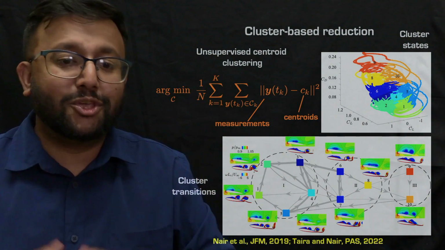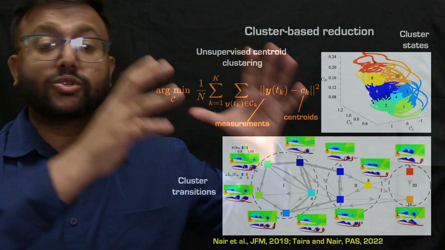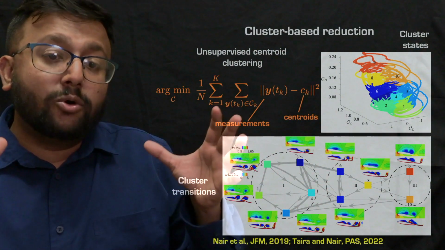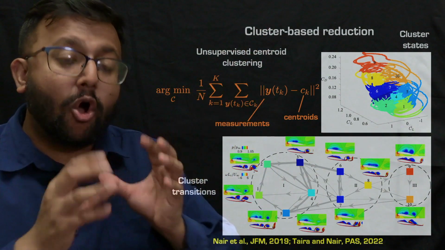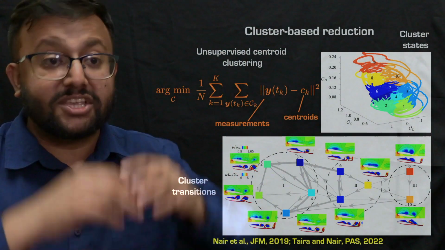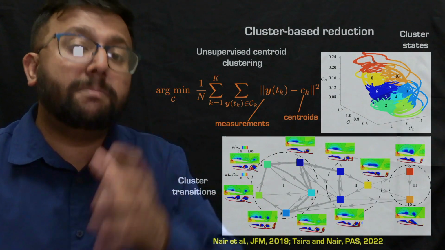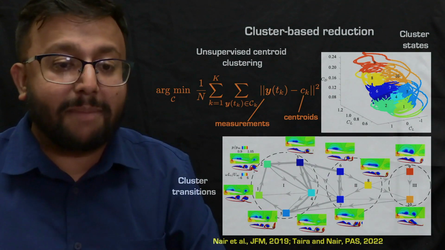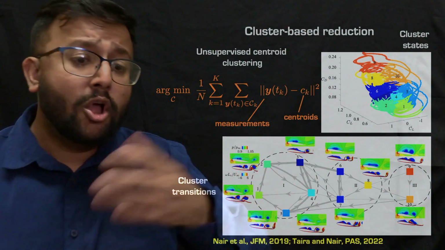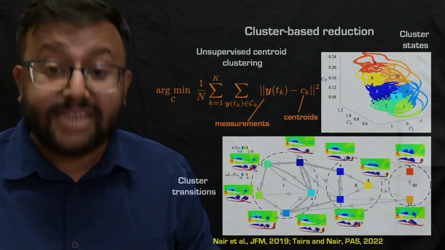Now, each point on the trajectory or the time history of these measurements has its associated high-dimensional flow field, X, right? So what you can do is you can average all of the high-dimensional flow physics within a particular cluster to create a centroid-based high-dimensional representation of what your cluster is, right? So on the bottom, I show you these clusters, high-dimensional cluster states of the system.